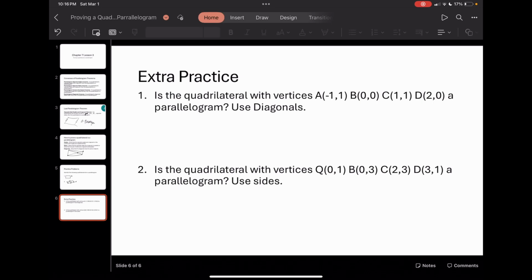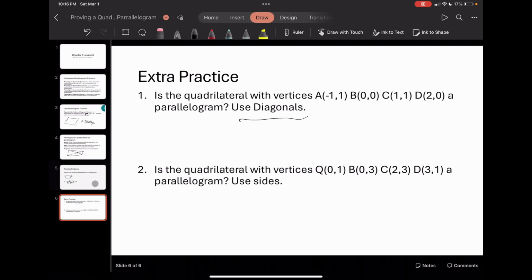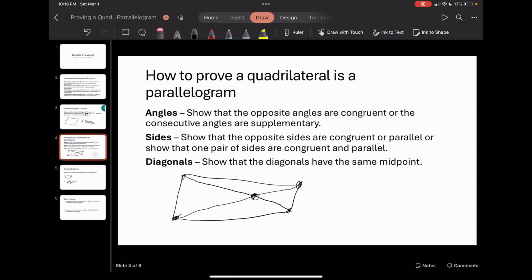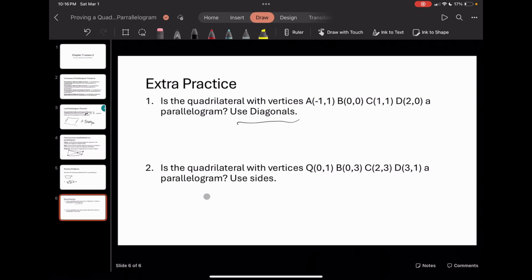So this question is asking us to show if a quadrilateral with vertices A, B, C, D is a parallelogram, and it's asking us to use diagonals. So let's go back to here. With diagonals, we have to show that the diagonals have the same midpoint. I already explained how that works, but basically, if they cross the same point, they intersect there.